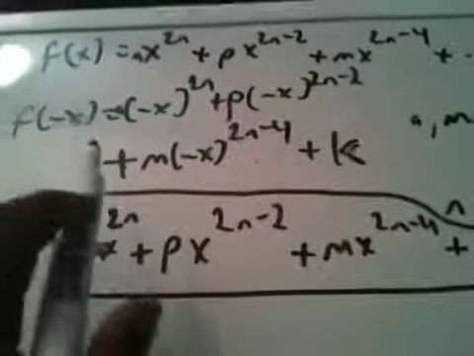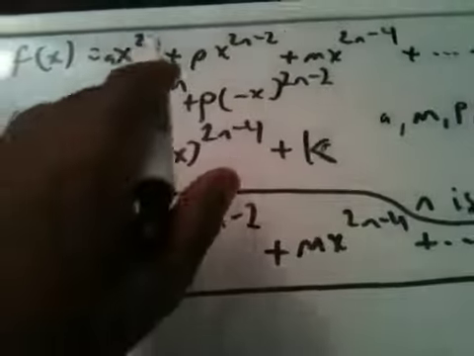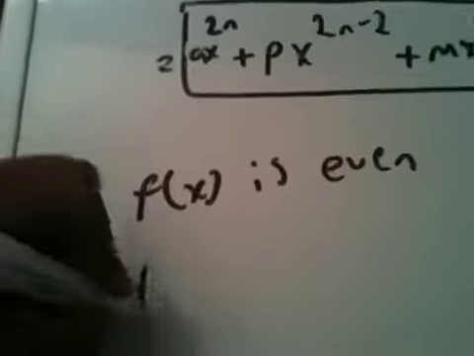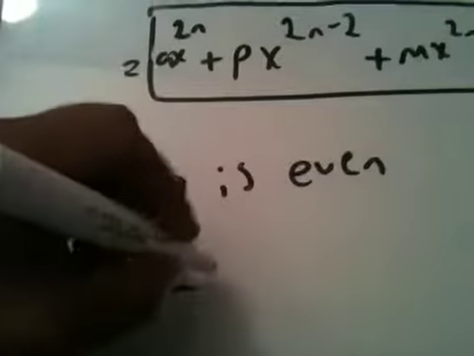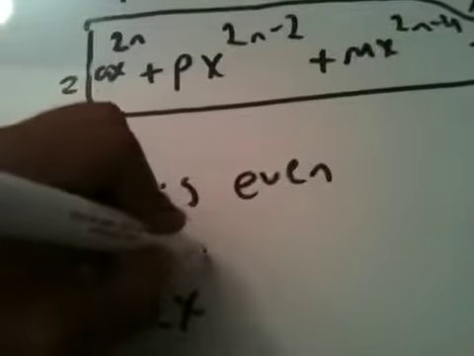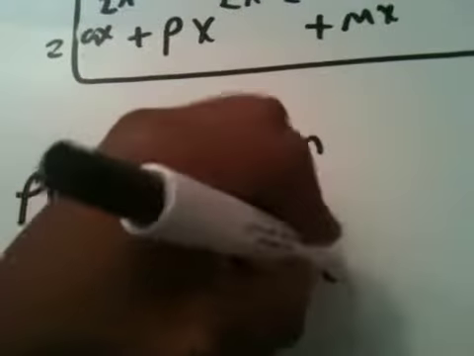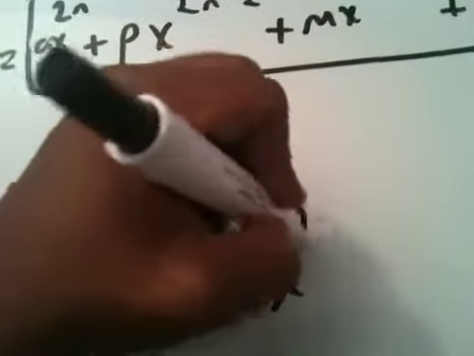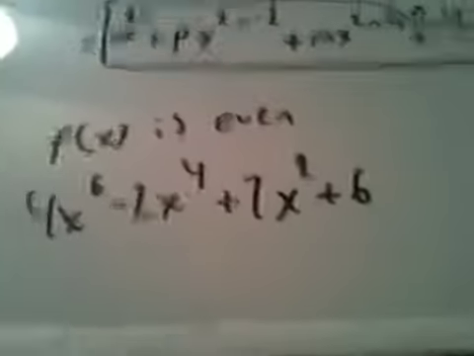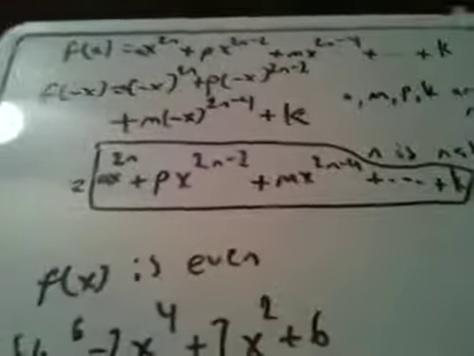So if I have a power function that looks like that, with just any even powers of x, like 4x to the 6th minus 2x cubed, 2x to the 4th, plus 7x squared plus 6. This is an even function. In the next video, we're going to do odd powers.